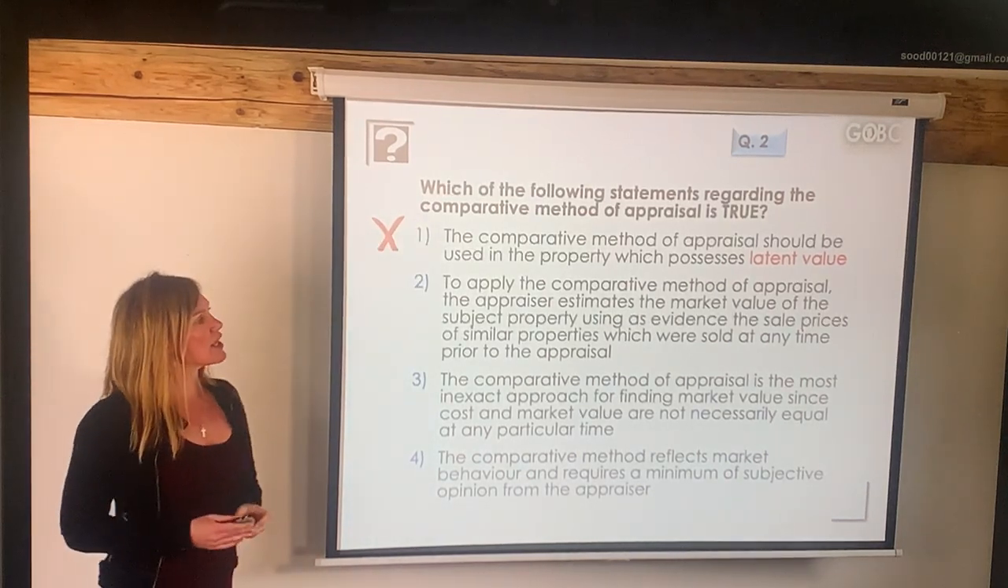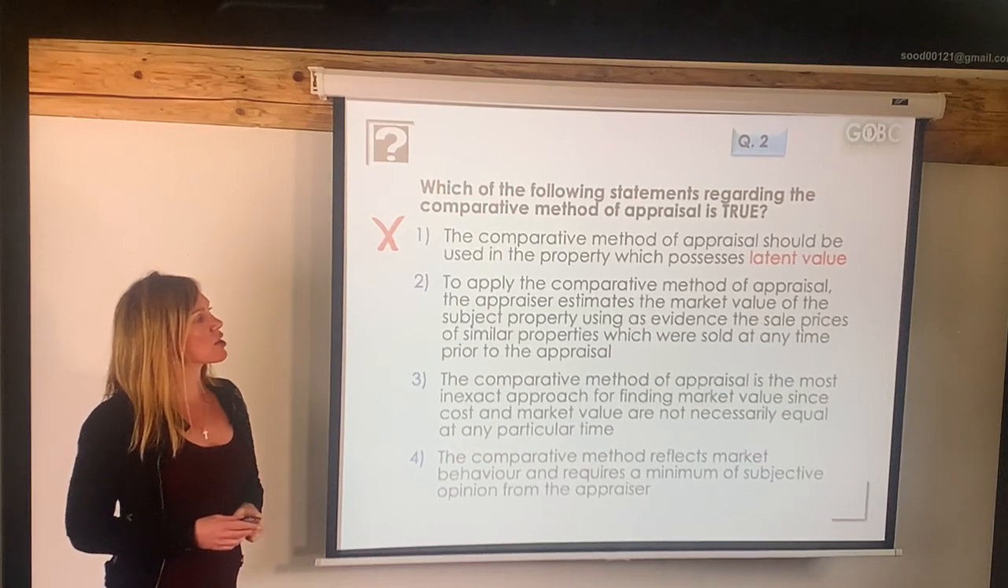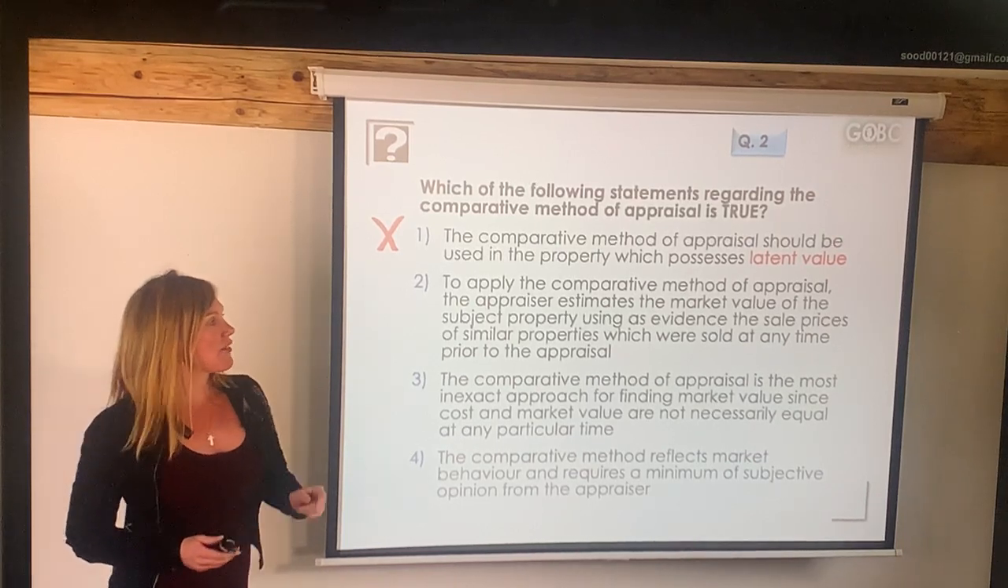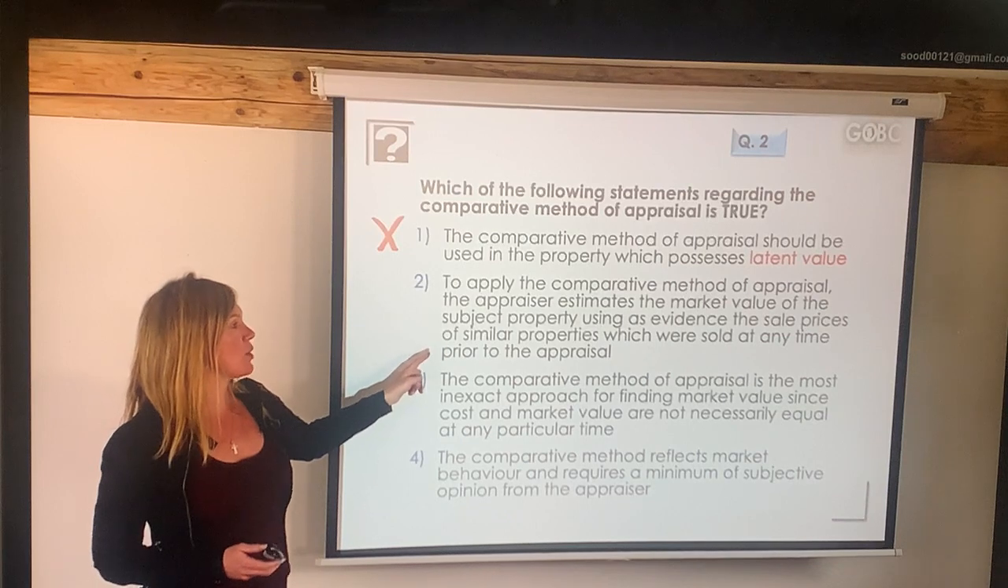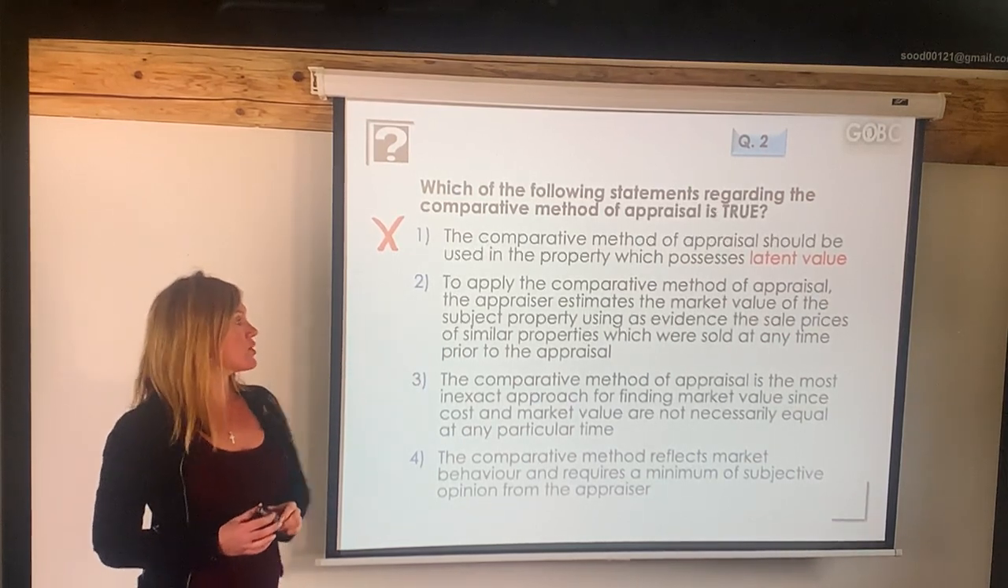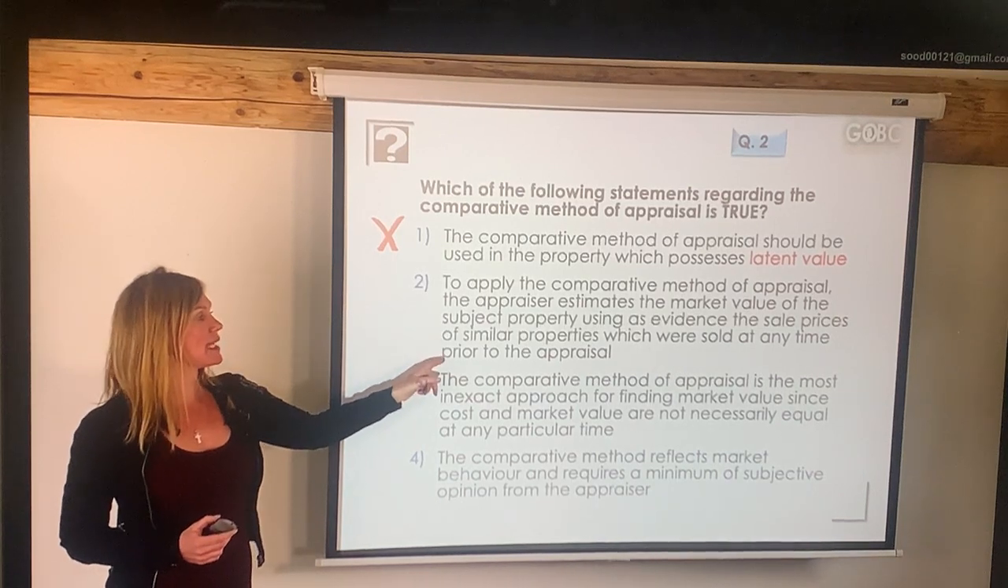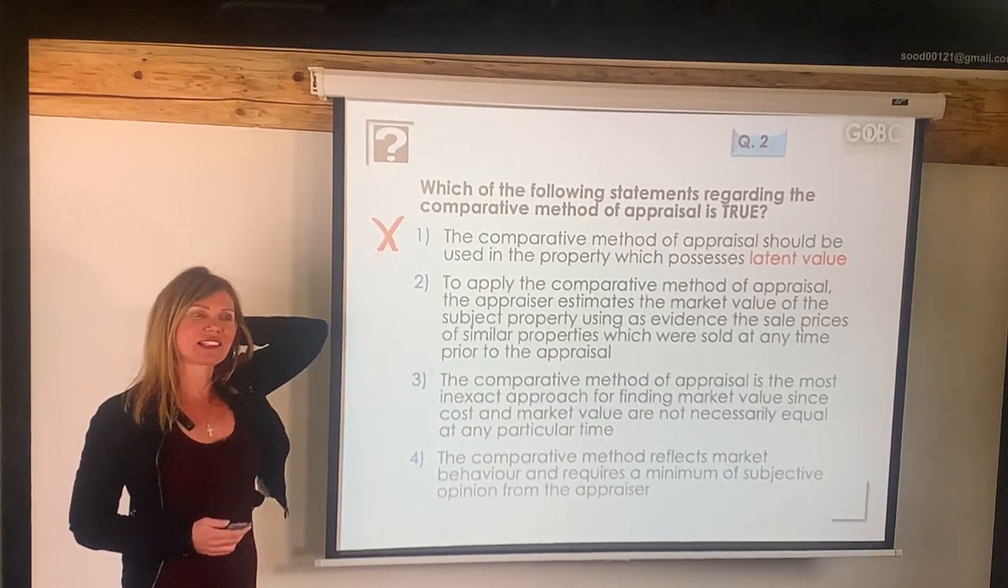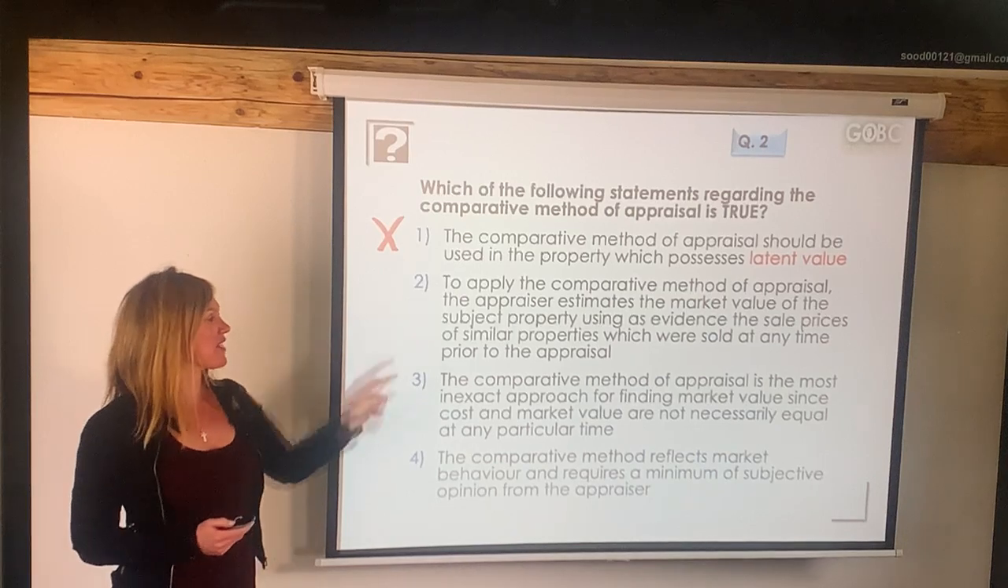Option 2, to apply the comparative method of appraisal, the appraiser estimates the market value of the subject property using as evidence the sale prices of similar properties which were sold at any time prior to the appraisal. Tricky, right? So he's using that as similar property which were sold at any time. So can I go back 20 years? Because that's any time. You got the point, highlight that.